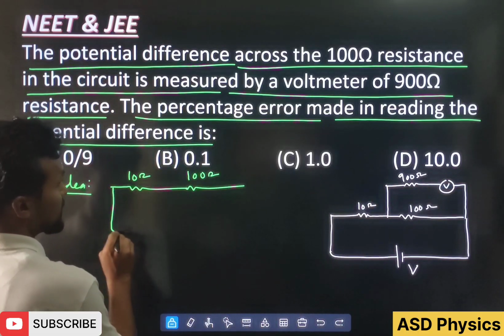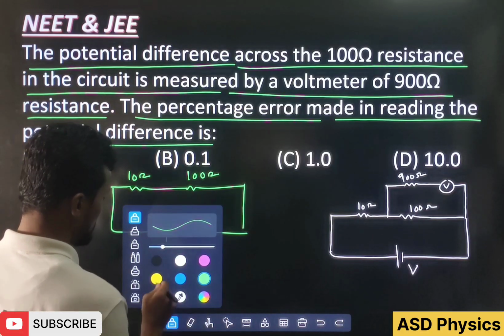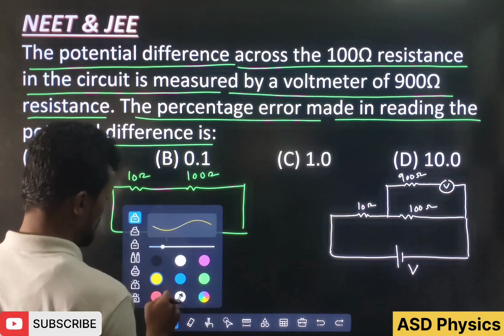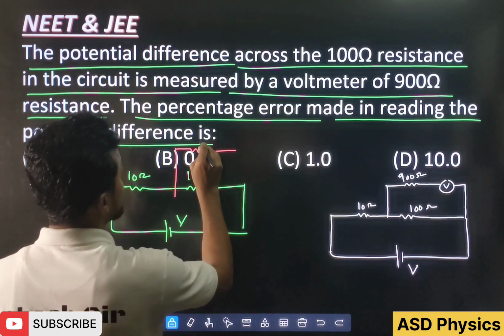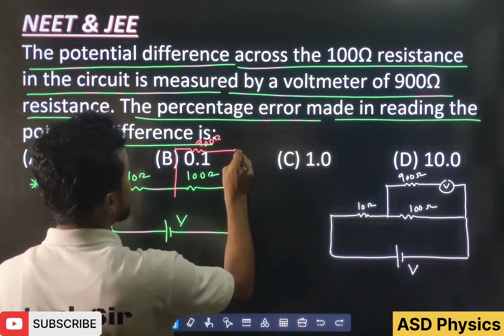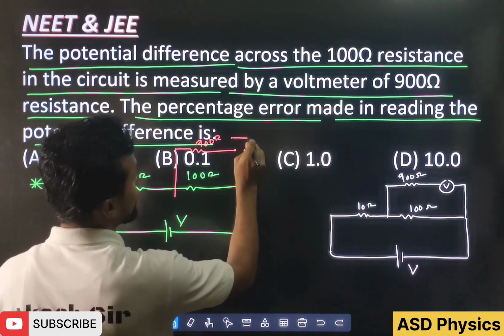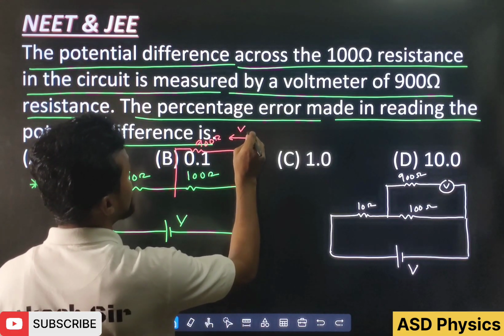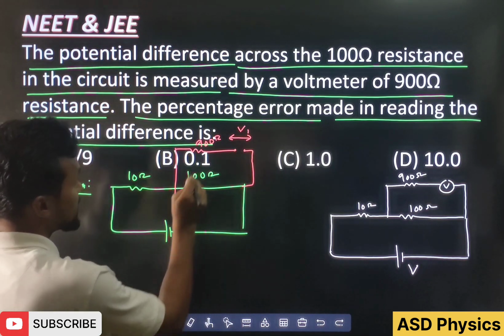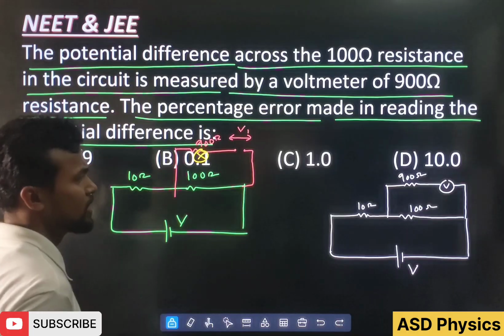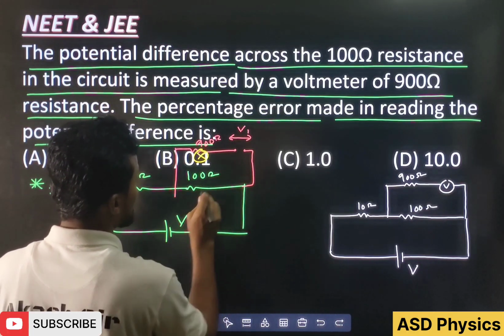And here the supply is V. I can just draw it here. See, this is the 900 ohm, but what will this be? This will become an open circuit, and let's take this as V1, the true value, ideal. You know that in this 900 ohm there is no current, so this is V1.